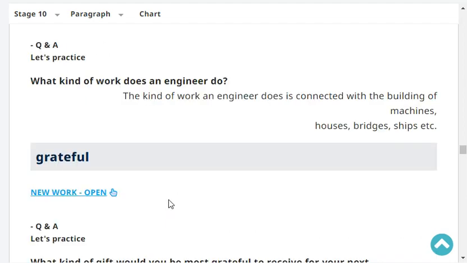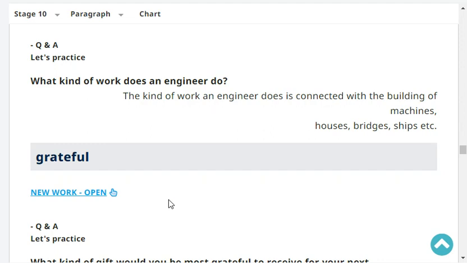Okay, next. What kind of work does an engineer do? The kind of work an engineer does is connected with the building of machines, houses, bridges, ships, etc. Very good.